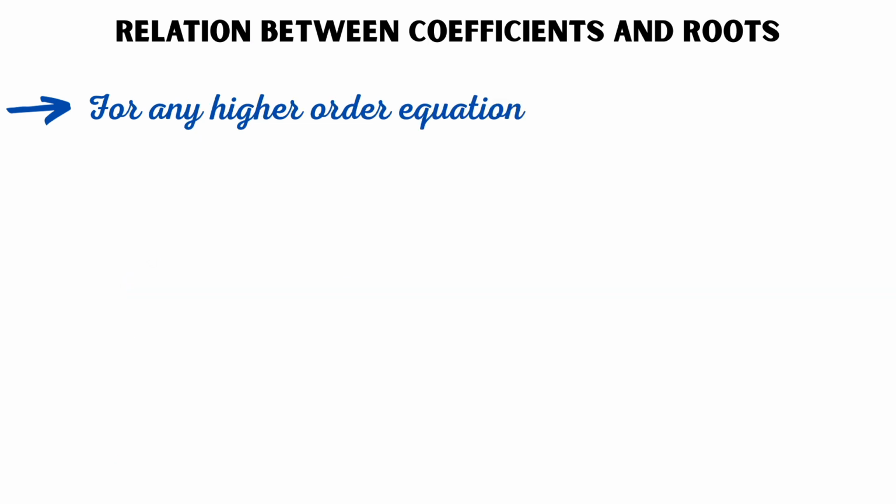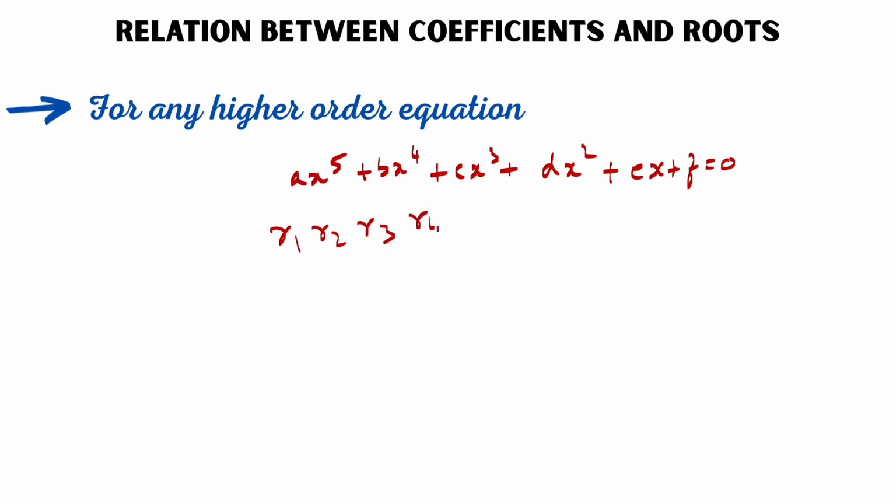For any higher order equation, what shall we do is, let's take a higher order equation of degree 5. So this will be ax power 5 plus bx power 4 plus cx cube plus dx square plus ex plus f is equal to 0, right? As this is of order 5, it will have 5 roots. Let us name the roots as r1, r2, r3, r4 and r5. Clear?